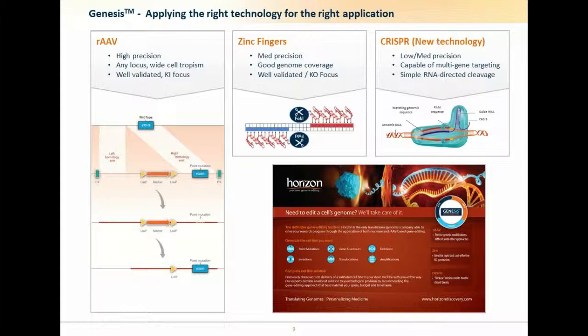A third technology that we've started to employ recently is something called CRISPR. Many of you have probably heard of this now. It's more of a low to medium precision, at least that seems to be the case for now, although there are modifications to the CRISPR technology that seem to be improving it. One of the advantages of CRISPR is its ability to affect multiple genes at the same time. And it's very simple in its design. It's an RNA-directed system.